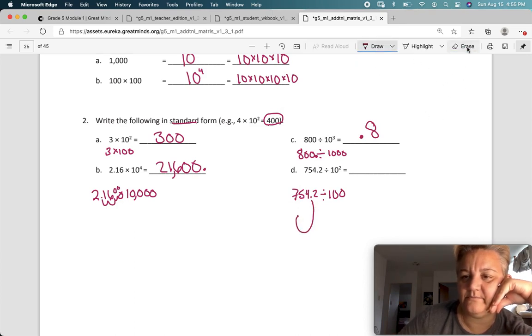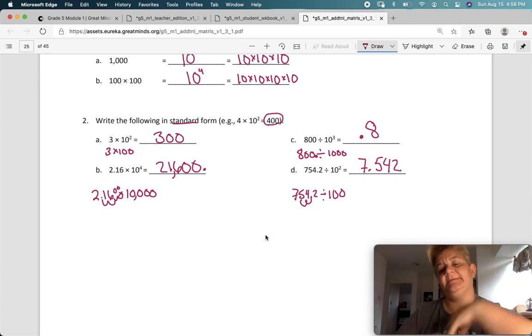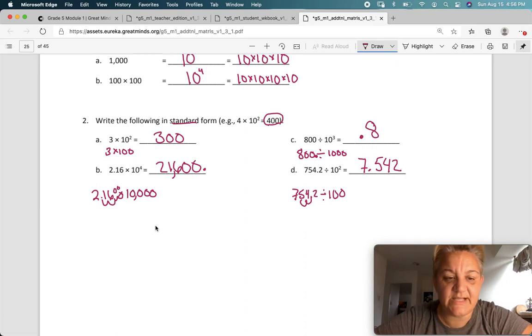There we go. Okay. So I'm going over 2 spaces, 1, 2. That means my new answer is 7.542, or 7 and 542 thousandths.